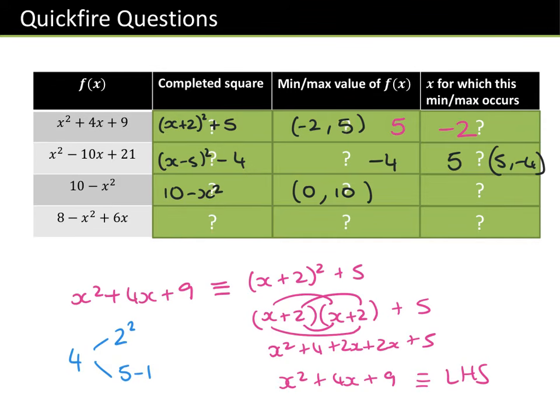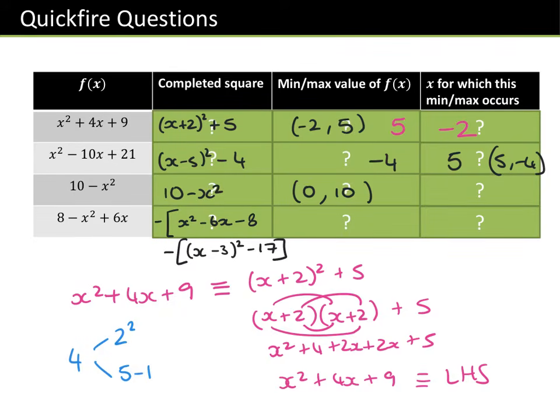So then for the last one, we have a minus x squared. When I'm completing the square with a minus, I need to take a minus out of everything. So I'm going to have x squared minus 6x minus 8. Now I can complete the square on that. So I'm going to get x minus 3 squared, minus 9 minus 8 is minus 17.